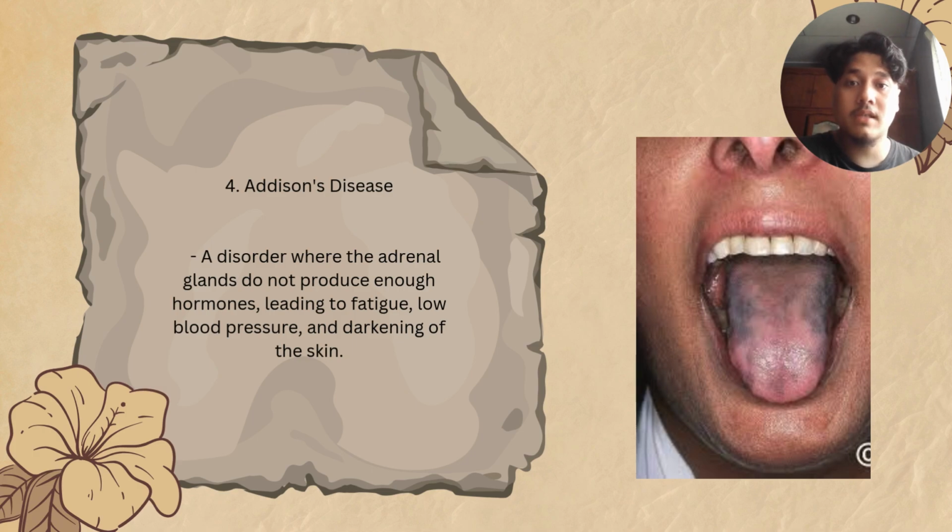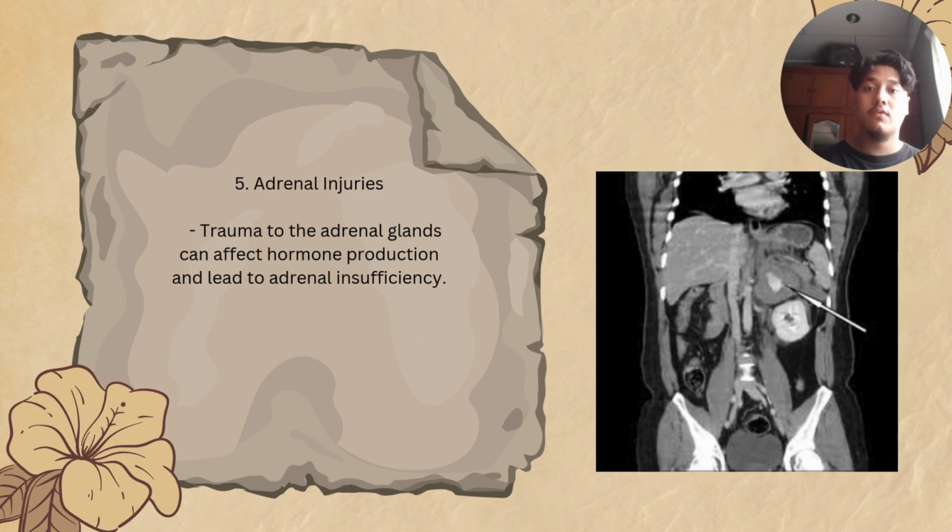Fourth is Addison disease, a disorder where the adrenal glands do not produce enough hormones, leading to fatigue, low blood pressure, and darkening of the skin. Like this guy, his skin has darkened. The fifth one is adrenal injuries. Trauma to the adrenal glands can affect hormone production and lead to adrenal insufficiency.